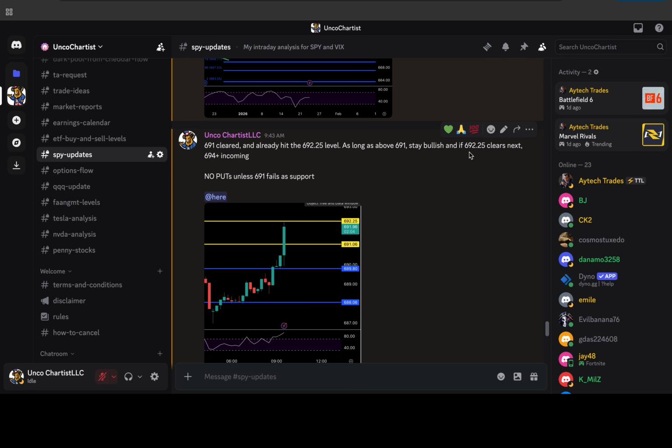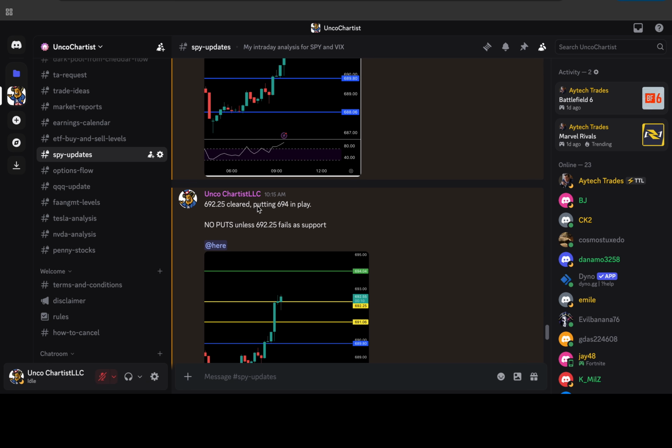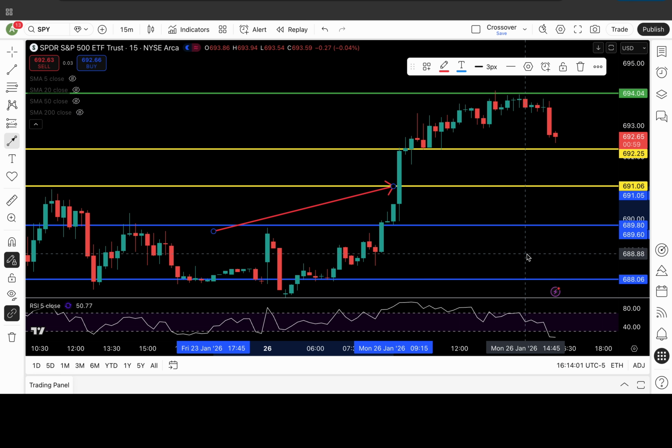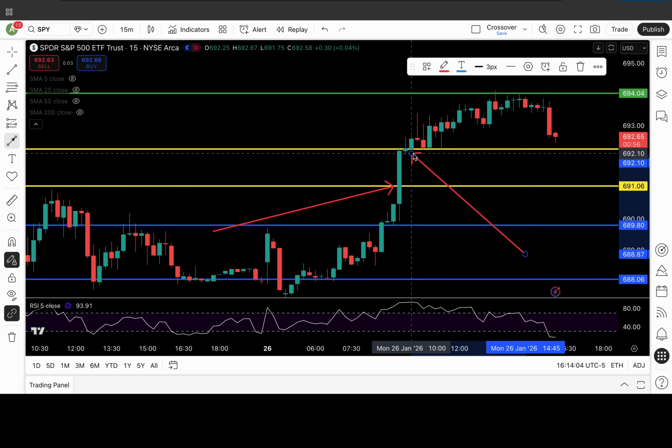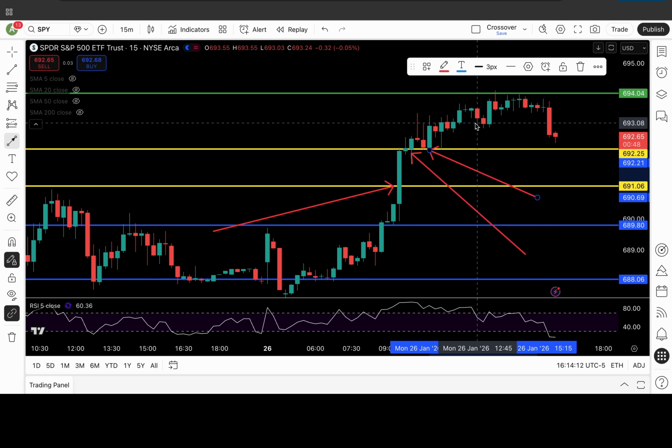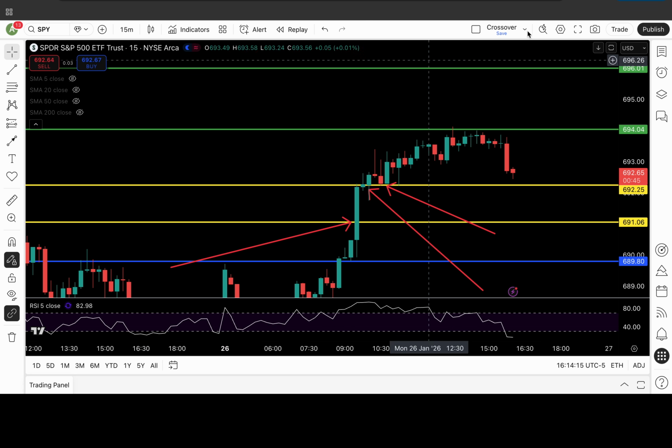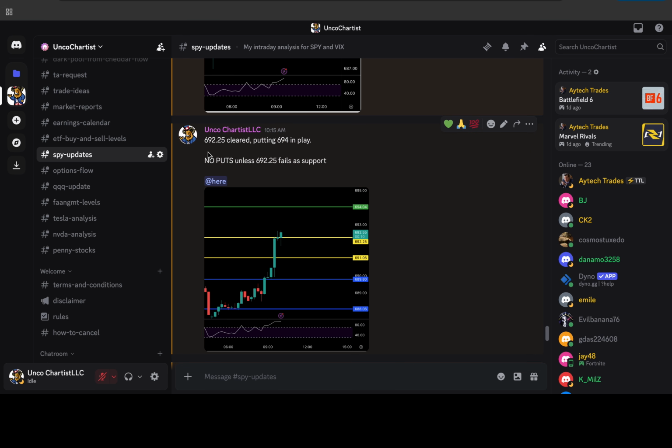And if 692.25 clears next, 694 plus incoming. So if the 692.25 level cleared as well, I would expect us to hit the 694 level. And of course, when we look at that 15-minute chart, it actually cleared my 692.25 level. It even backtested it as a support, showing evidence of buying pressure. And once we cleared 692.25, I did let my Discord members know 692.25 cleared, putting 694 in play.